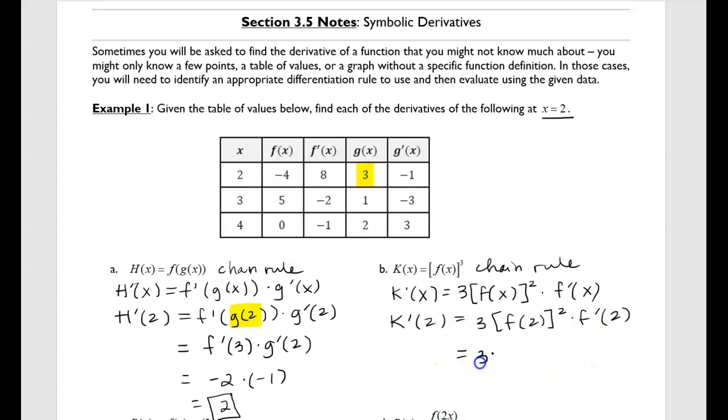Now I use my table. F of 2 is negative 4. F prime of 2 is 8. So be careful there. It's easy to accidentally look at the wrong column, like f instead of f prime, etc. Some of this is just paying close attention to your details. You could leave your answer like this, or you could simplify, you get 384. Just to be clear, I could not leave my answer at 3 f of 2 squared times f prime of 2, because that's not a numeric answer. I at least have to go over the next step of plugging things in, and then I could leave it right here if I wanted.